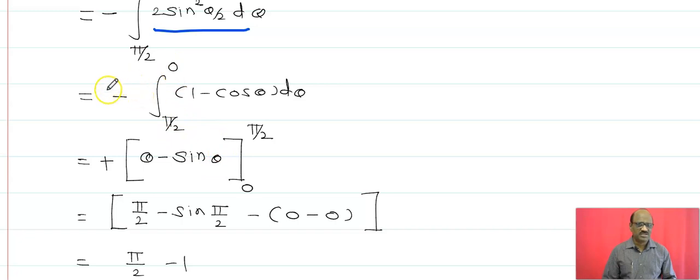But we have taken there minus to plus. Therefore, the limits have changed. That is, lower limit goes to upper limit and upper limit goes to the lower limit. Therefore, that is the plus theta minus sin theta. Lower limit is 0, upper limit is pi by 2.